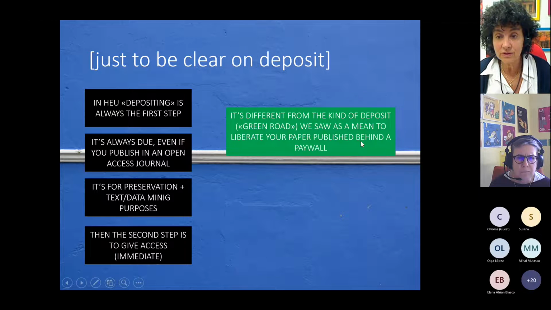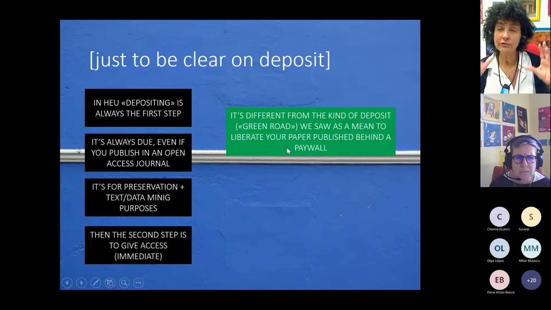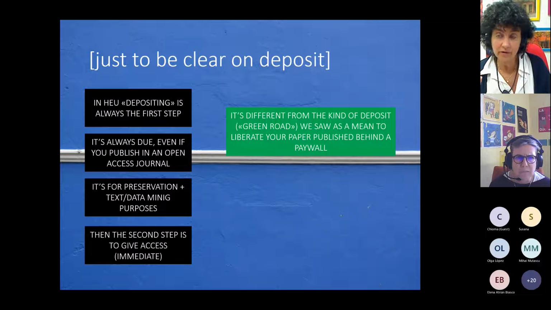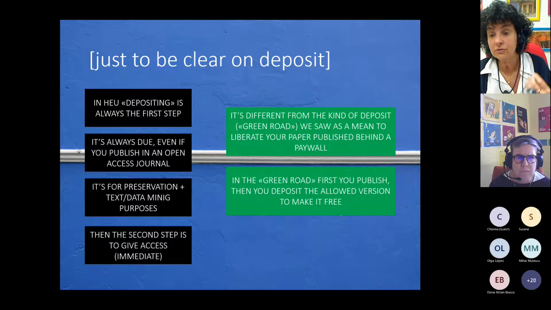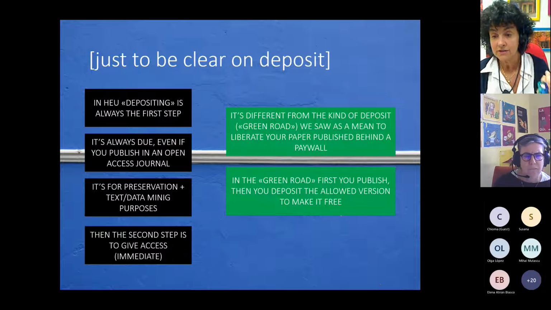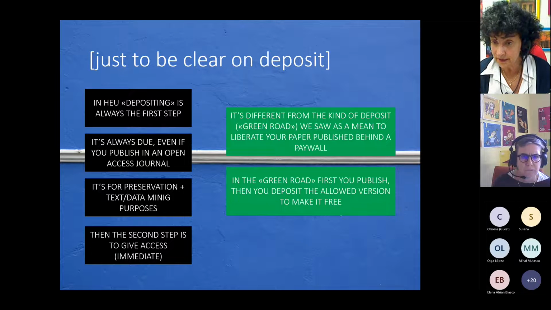Let's go to this part before. In normal life, you first publish wherever you want, then you go to Sherpa Romeo, you check the allowed version, and then you deposit, okay? So this was the green road to open access. You first publish wherever you want, and then you deposit the allowed version, okay?